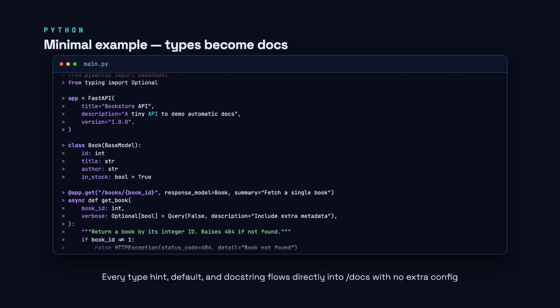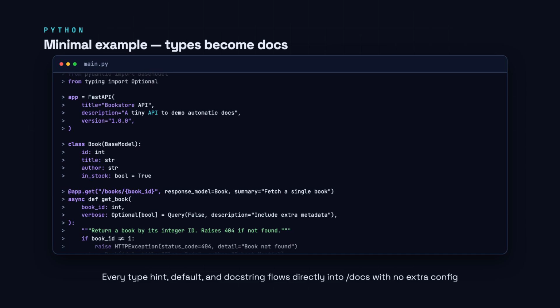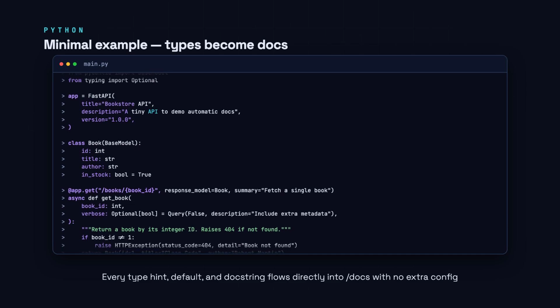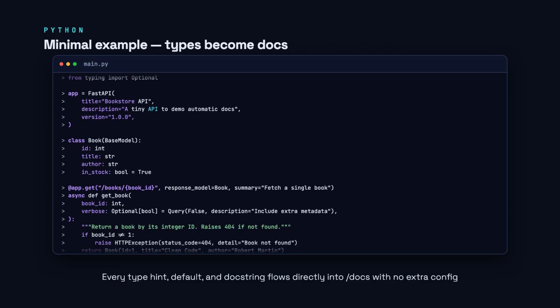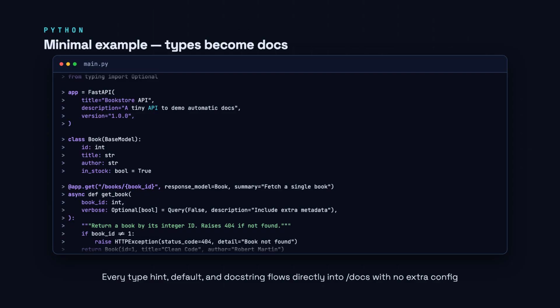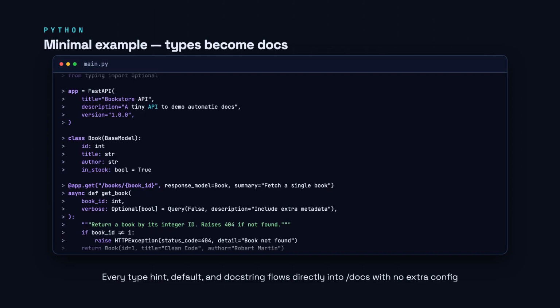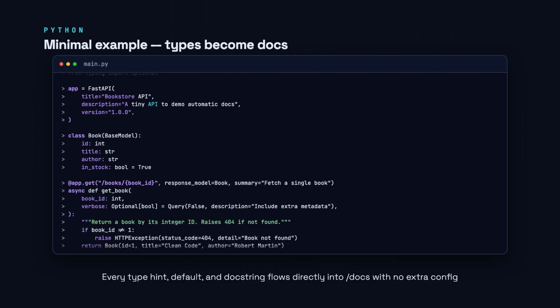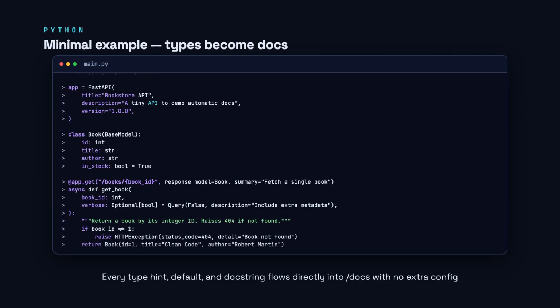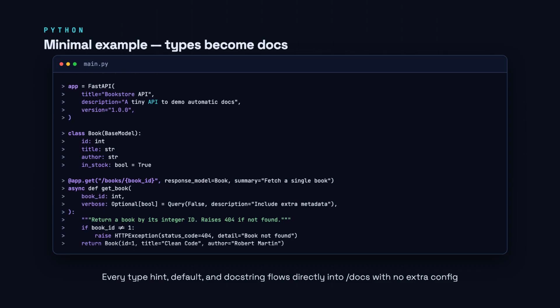The path parameter book_id is typed as int, so the docs show an integer field. The verbose query parameter uses Query with a description string. That string shows up as a tooltip in Swagger UI. Finally, the docstring on the function becomes the long description for that endpoint. Nothing extra needed. Visit /docs and it is all there.